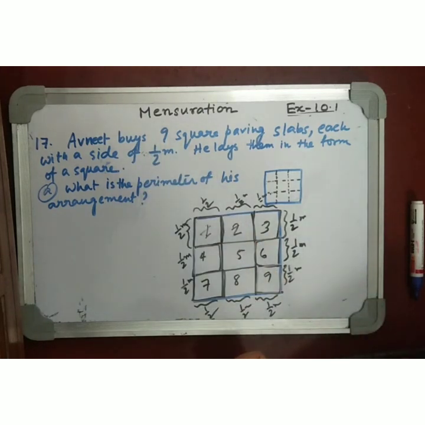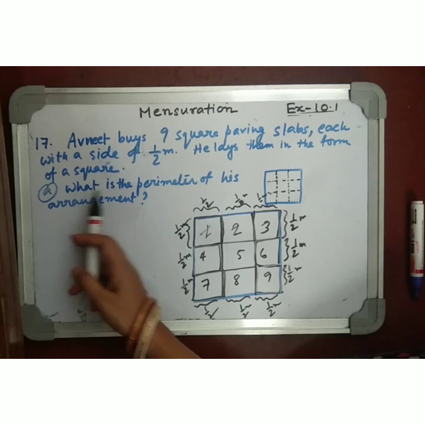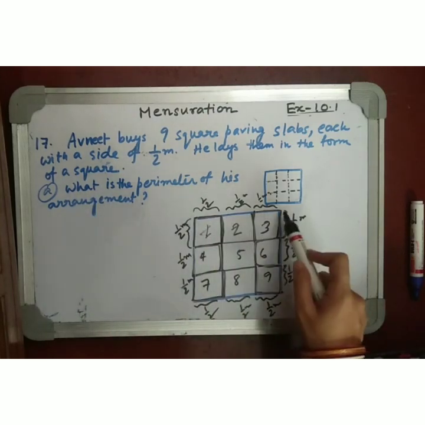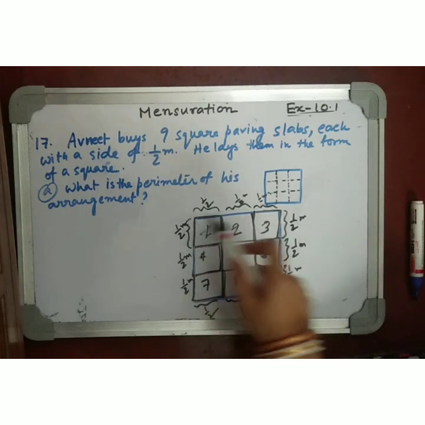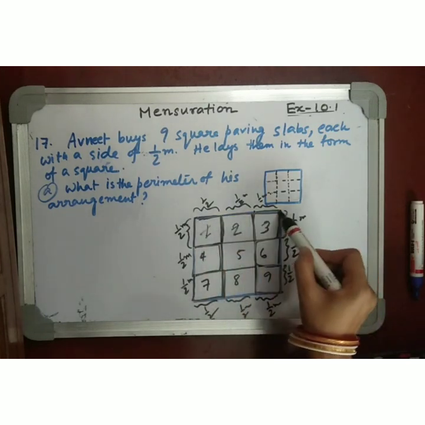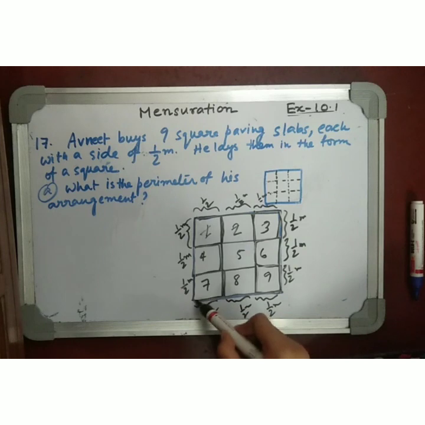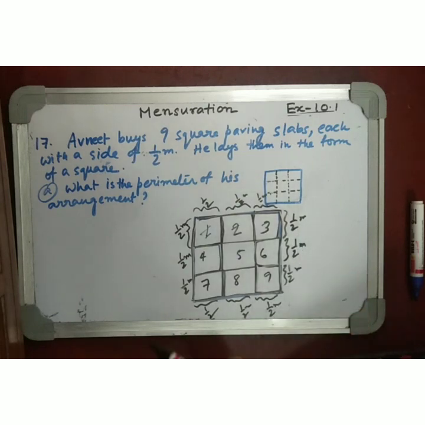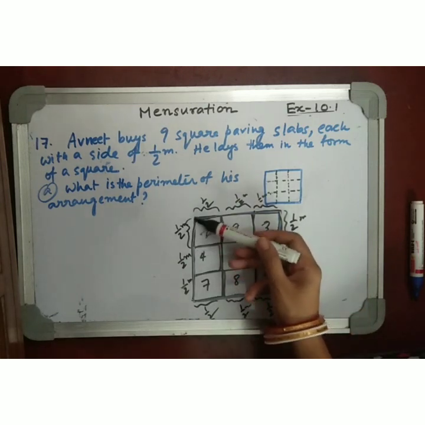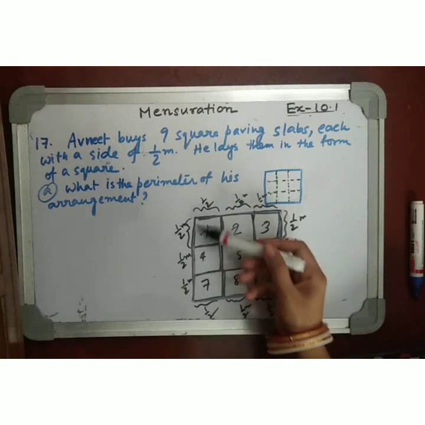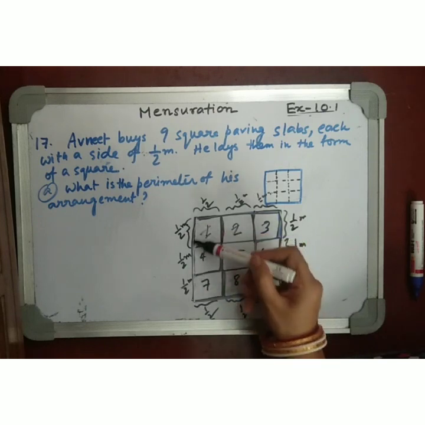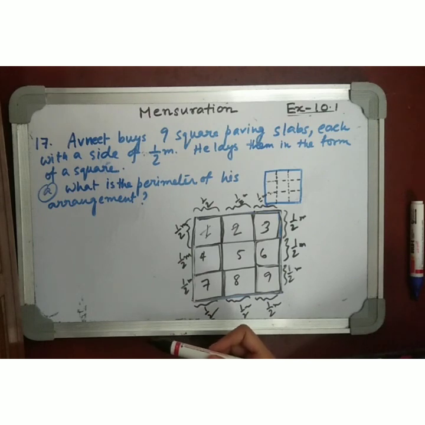Now, in the question, what is the perimeter of his arrangement? That's why I have taken only the lengths of the boundaries. This is the boundary, this is the boundary, this is also a boundary line, this is also a boundary line. As we have just broken this boundary into three parts, each of these lines has half meter of length.